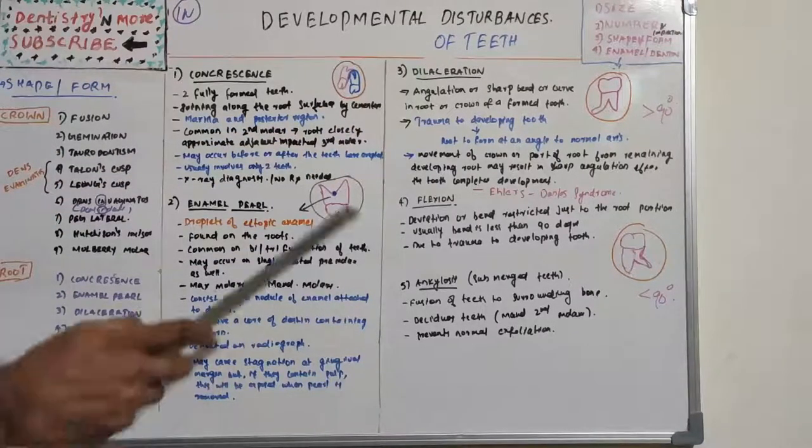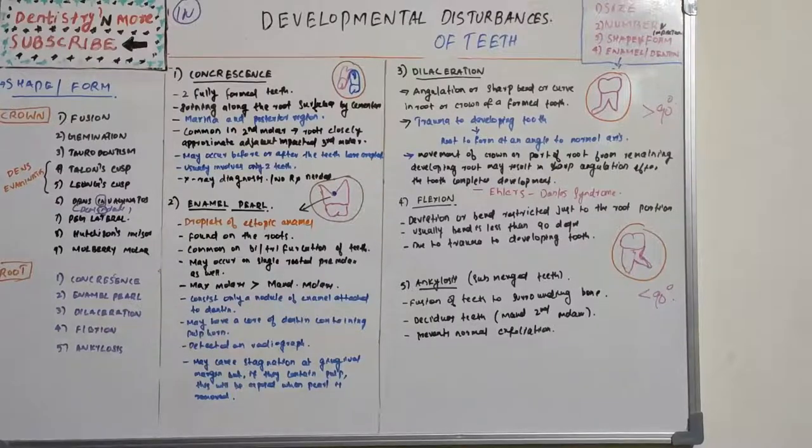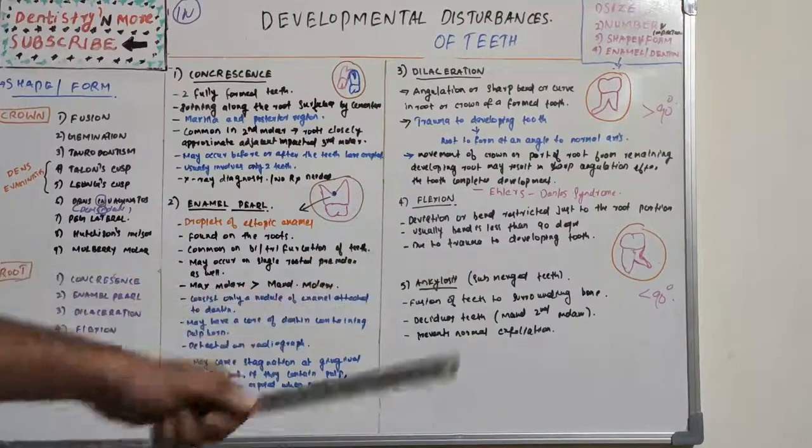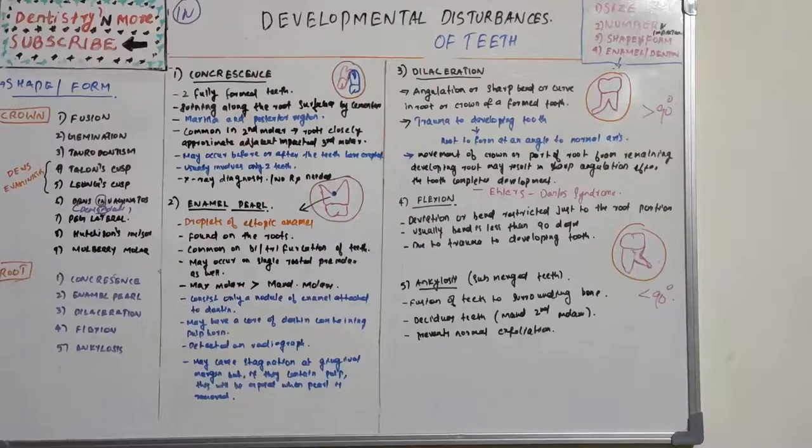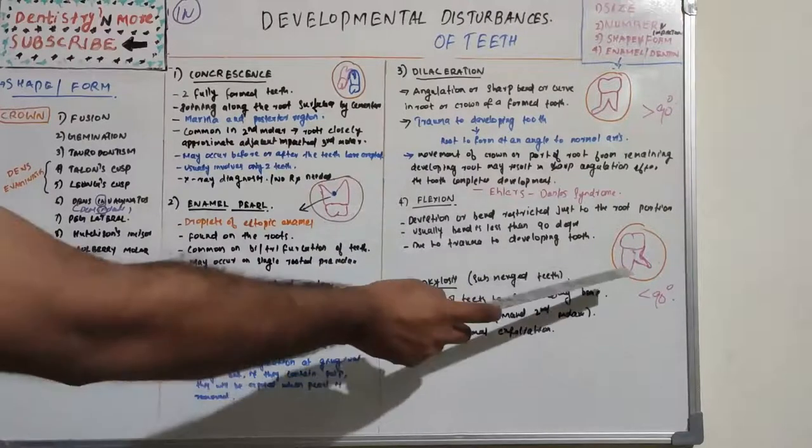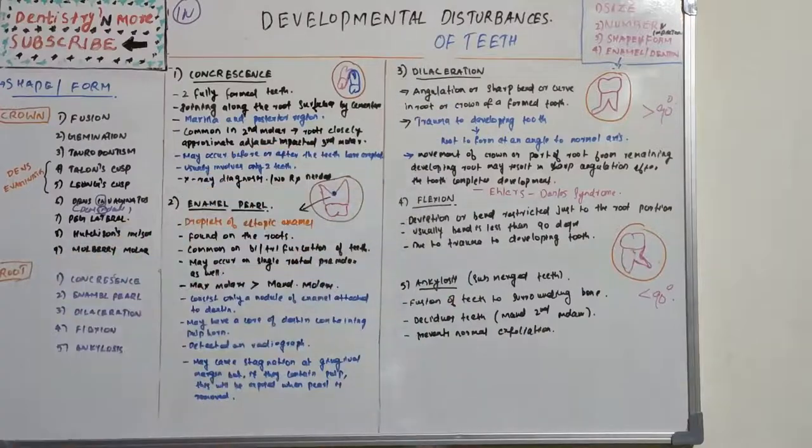Now we have flexion. Flexion is a deviation or bend restricted just to the root portion, and usually this bend is less than 90 degrees. So that is the difference between flexion and dilaceration. In dilaceration, the bend is always greater than 90 degrees, and in flexion, the bend will be less than 90 degrees. This is also due to trauma to the developing tooth.